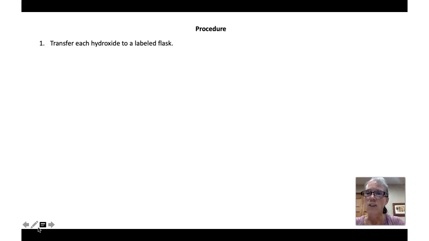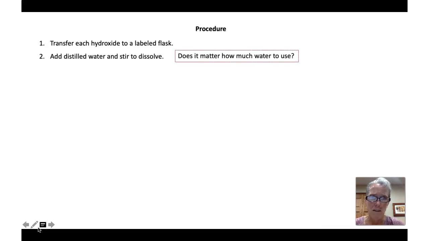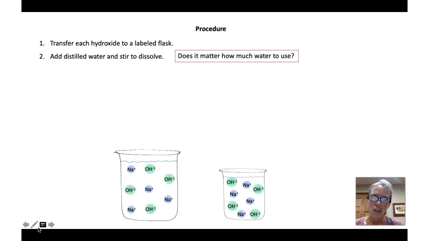So the first thing you're going to need to do is transfer each hydroxide to a labeled flask, add some distilled water, and stir to dissolve. Now maybe you're wondering, well, does it matter how much water I use? Well, let's think about that. Let's say we've got a big beaker full of 4 moles of sodium hydroxide and a small beaker full of 4 moles of sodium hydroxide, equal amounts of base in each one. For the big beaker, it's going to take 4 moles of HCl to neutralize that hydroxide. And the small beaker takes exactly the same amount. So it doesn't matter how much water we use. We can just kind of put some in and call it good.